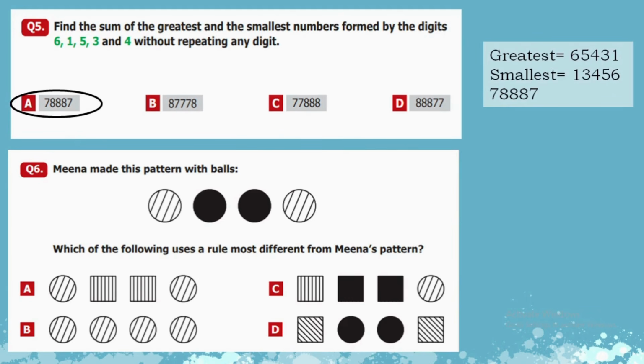Question number 6. Meena made this pattern with balls. Which of the following uses a rule most different from Meena's pattern? If we look at options A, C, and D, we can easily identify that the centered figures are different from the starting or ending figure. But in option B, all shapes are similar. We can't differentiate within the pattern. So that's why B will be our correct option over here.